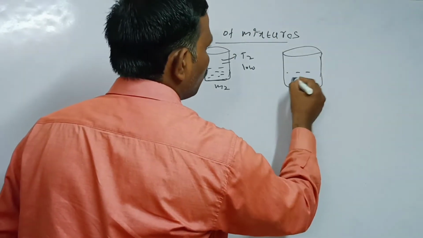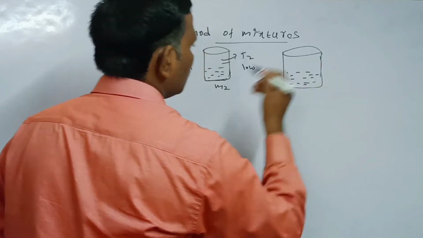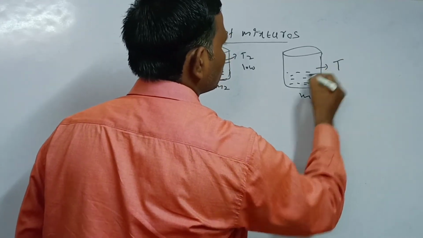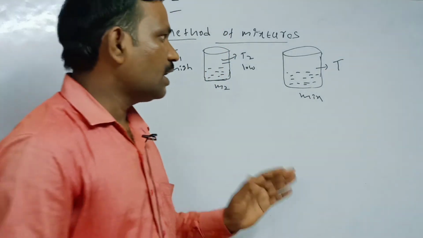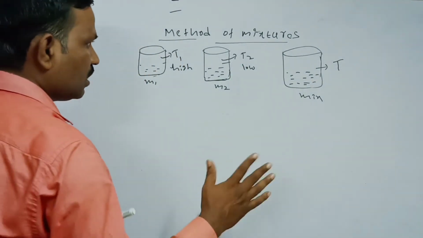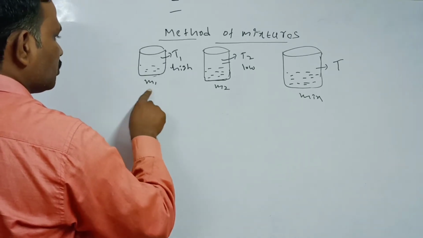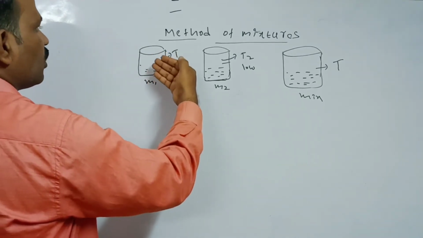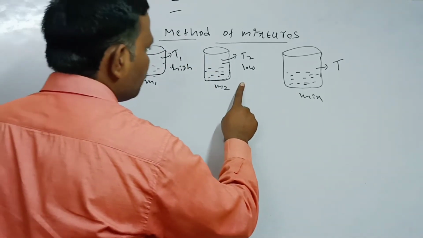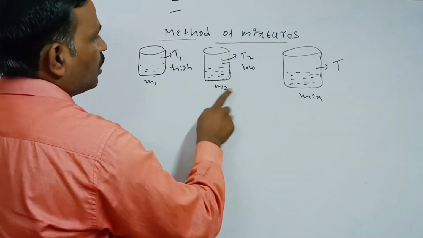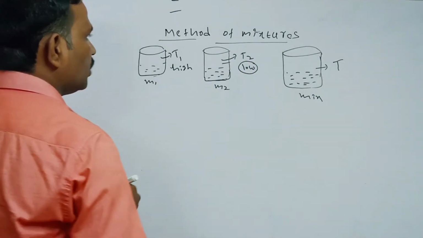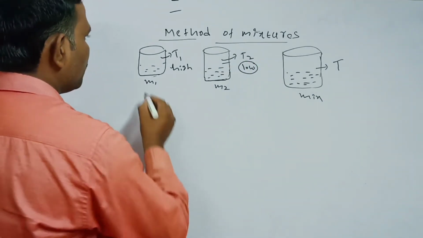If you mix these two waters in another beaker, then you will get a mixture. Then the temperature of the mixture will be capital T. The temperature of the mixture will be capital T. Here we have to find that capital T value. Now once again be careful. The mass of the first beaker is M1 and the temperature of water in the first beaker is T1. That means it is the higher temperature. And in the second beaker, the mass of water is M2 and its temperature is T2. So T2 is the lower temperature and T1 is the higher temperature.